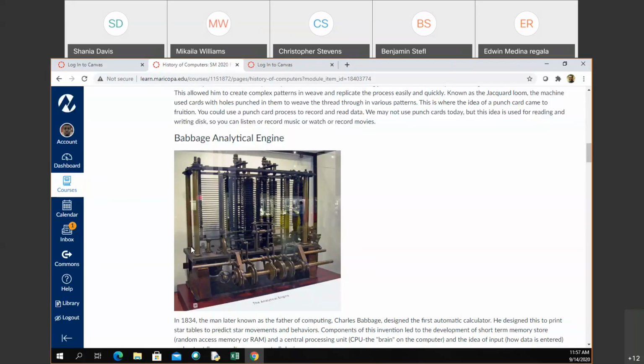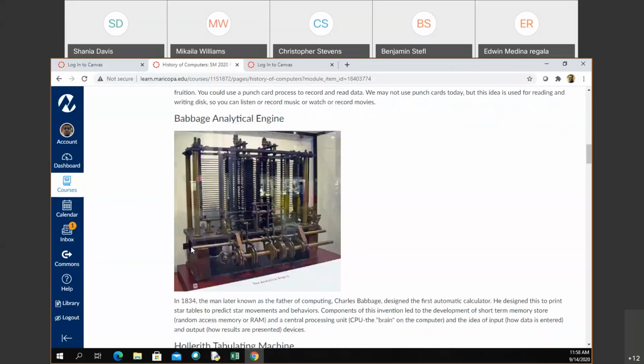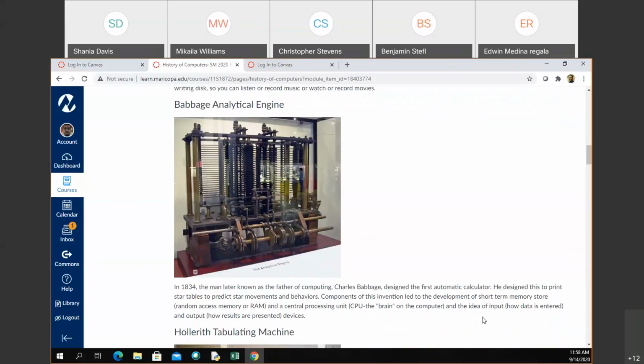So Lucy Lovelace should really be the mother of computing. But a lot of people give it to Charles Babbage, and she did as well because that's the person that was her master. That's the one who trained her. That was her teacher, and possibly the man that she loved that she never got to give that to. But anyway, he designed this to print star tables to predict star movements and behaviors.